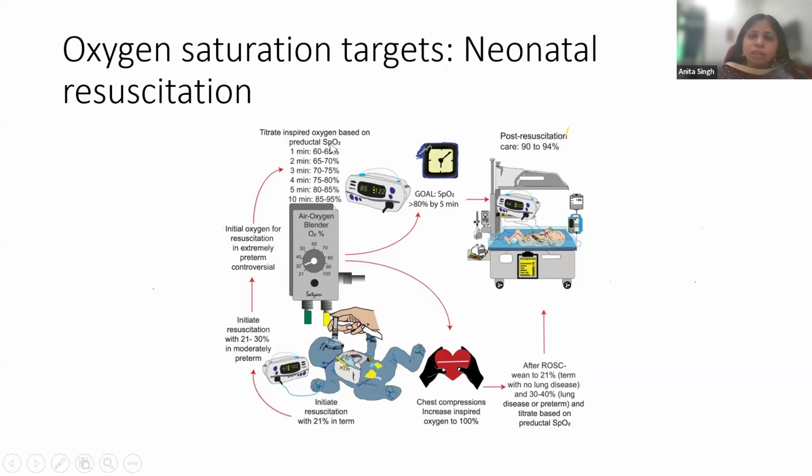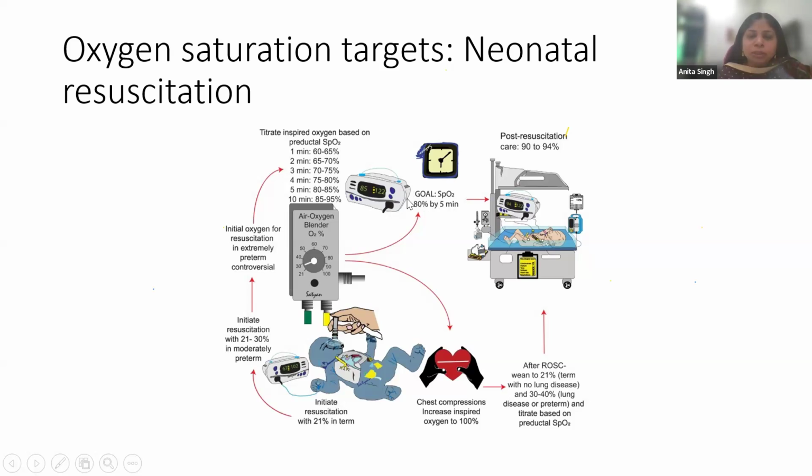Then what should be the oxygen saturation? It is important that this chart, the 1 to 10 minutes oxygen saturation target chart, should be there in all the delivery rooms. Over 2-3 months, most of the people who go daily to the delivery room memorize it by heart: from 1 minute it is 60 to 65%, and at 10 minutes it is 85 to 95%. The goal is SpO2 of more than 80% by 5 minutes.